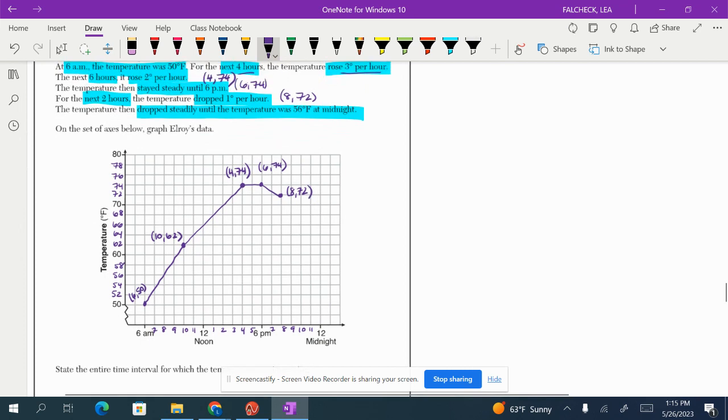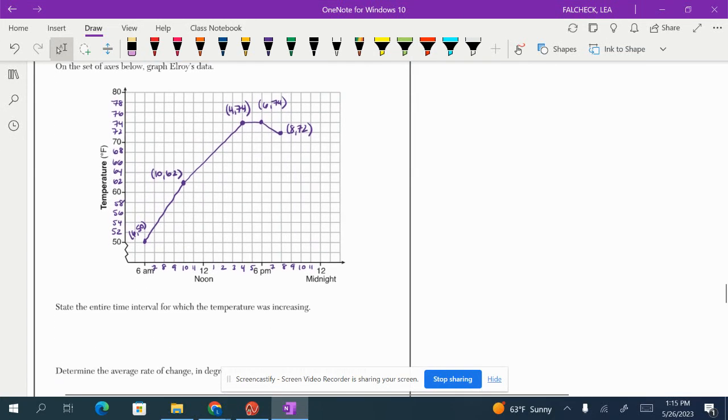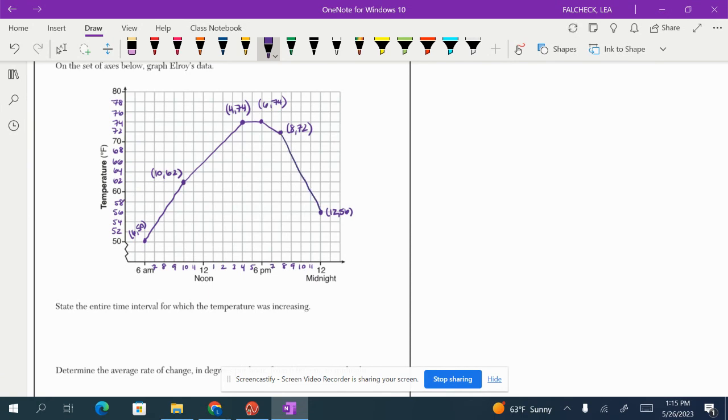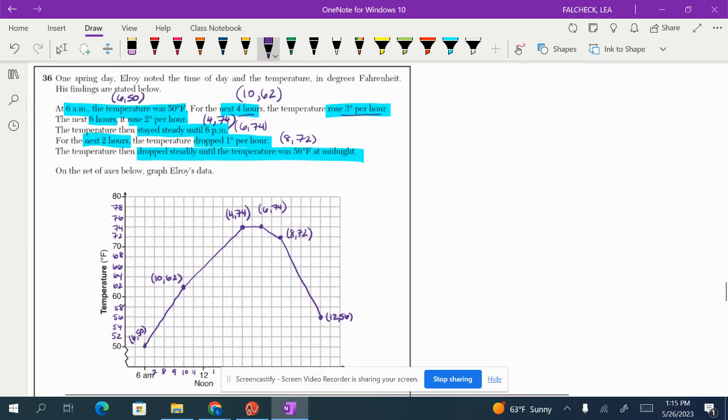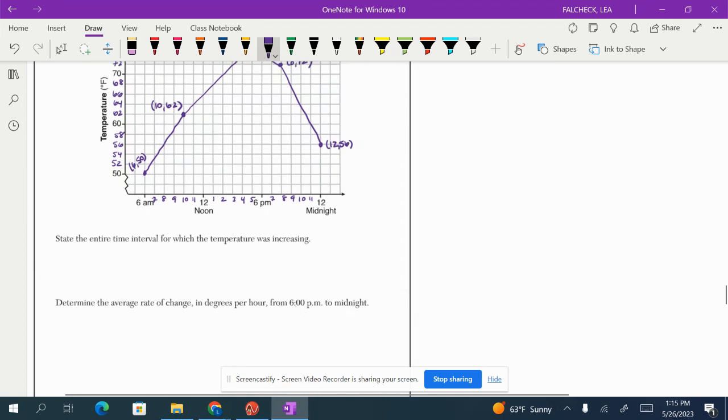to, let's see, the temperature then dropped steadily until the temperature was 56 degrees at midnight. So at midnight, the temperature was 56 degrees. I'm going to go ahead and put that on my graph. At midnight, the temperature was 56 degrees. Okay. All right, so that's my little graph. Let's see. Do we have to label it with anything? No, they don't give us a function. All right, looks good.